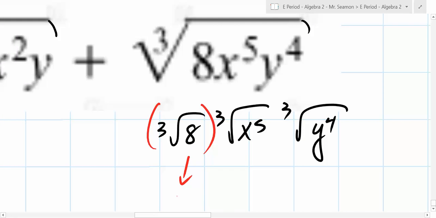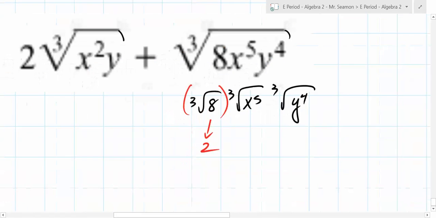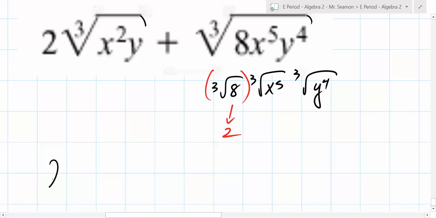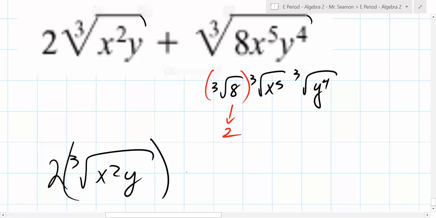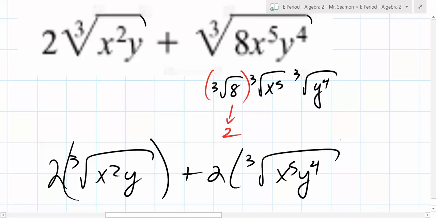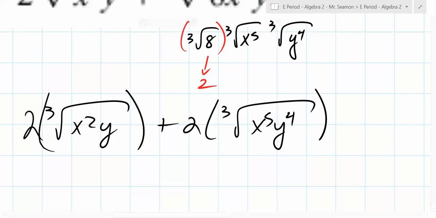This is 2. So let's just take stock of what we have right now. We have 2 times the cube root of x squared y, put that in parentheses, plus 2 times the cube root of what? And it looks like, are we getting closer? Kinda, right? But the problem is, can you just add these together and make it 4 times something? No, you have to be very careful about this.